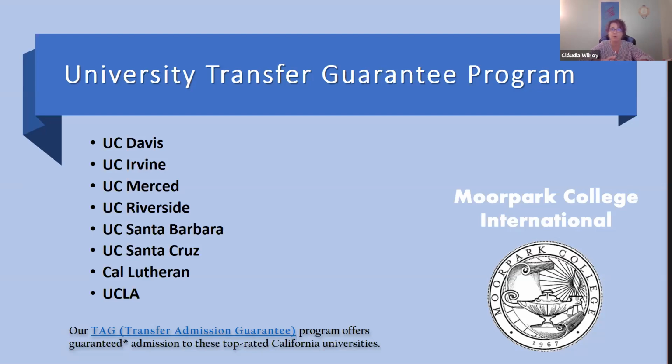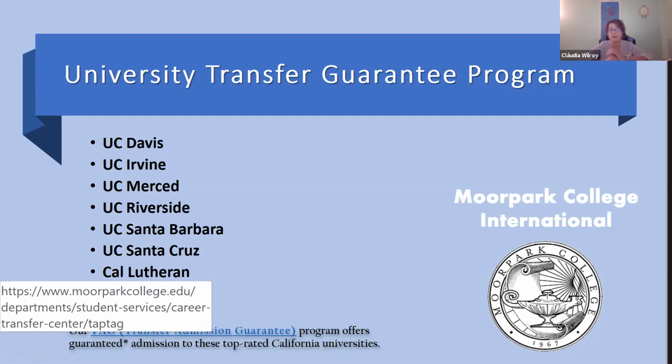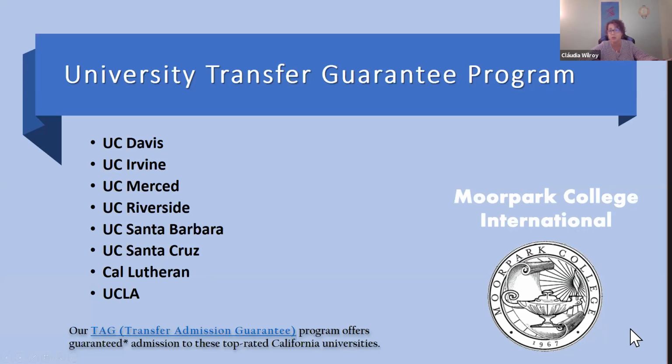So if you are interested later, after we exchange information, I can talk to you guys about the link of the TAG, Transfer Admission Guarantee Program. So over there it shows all the universities, what you need to do to transfer to those universities, and etc. So this is what some of the students do. They come in, and after their first semester, first year, they say, this is where I want to go, this is what I want to do, and help me transfer, and we do that.